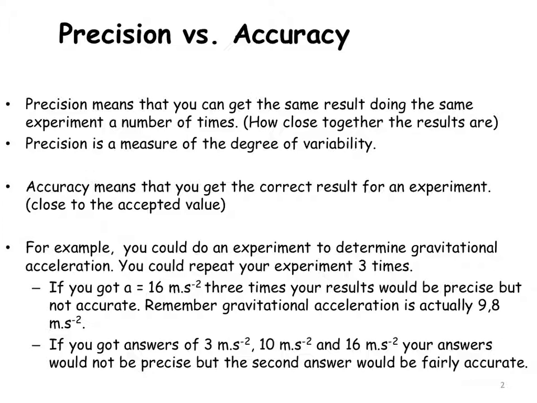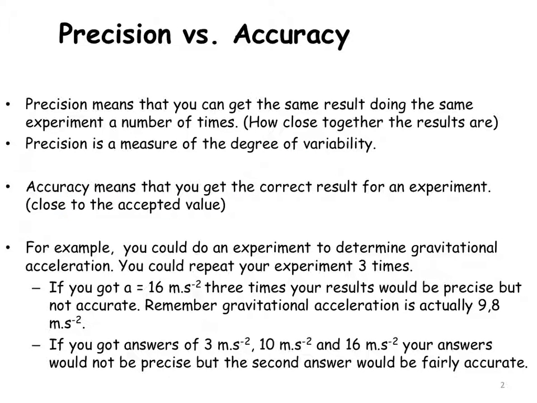We need to know the difference between two words, precision and accuracy of our results. When we repeat an experiment 3 times, that generally helps us to get precise results and then eventually to get accurate results. If we've got a lot of precision, we usually get some accuracy out of it. Precision means that you can get the same result doing the same experiment a number of times. How close together are these results? Precision is a measure of the degree of variability. In other words, how different are the results?